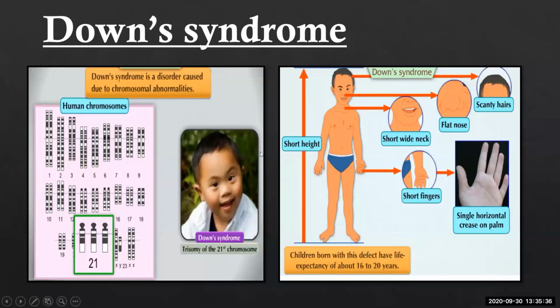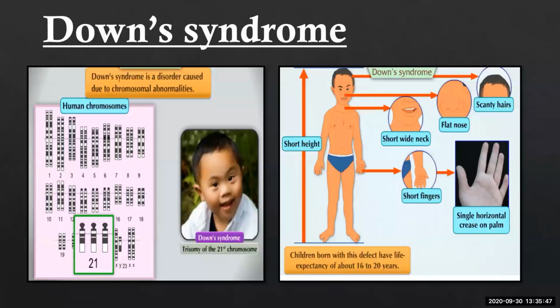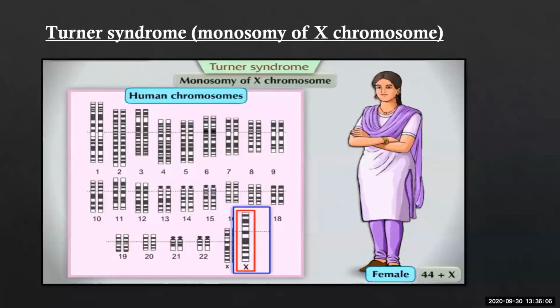Now we will next see the Turner syndrome. As with autosomes, abnormalities in sex chromosomes also can be seen. Like in the Down syndrome, there is a mutation, there is an extra chromosome in the autosomal chromosomes. Now, like that, there may be an addition of chromosome or deletion of chromosome in the sex chromosome also, which will also cause the disorder in the human being.